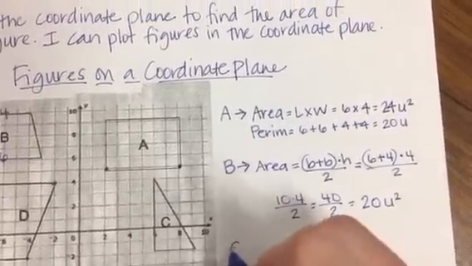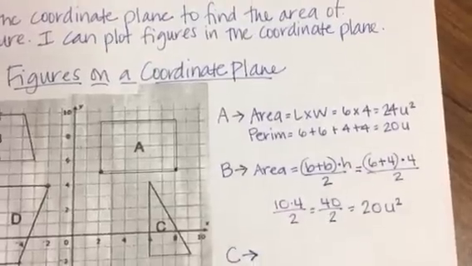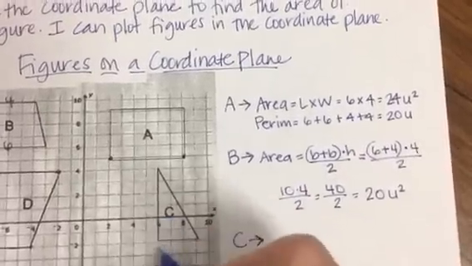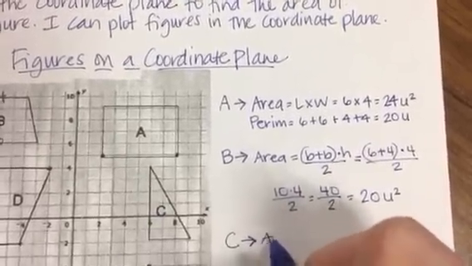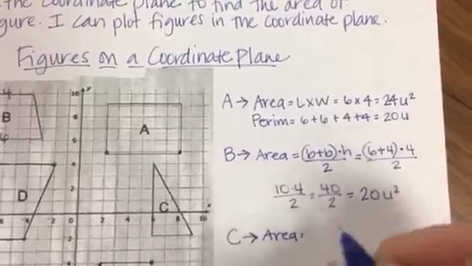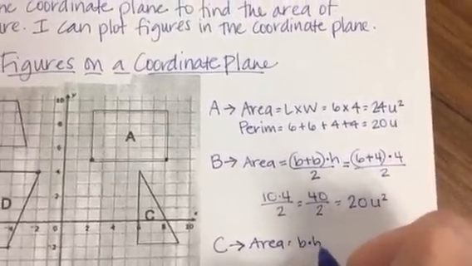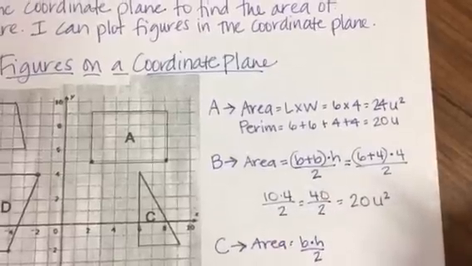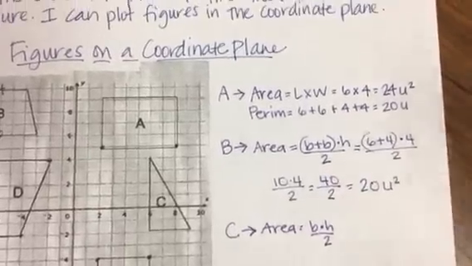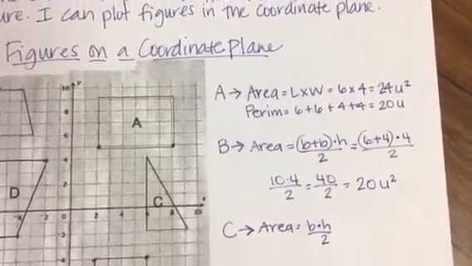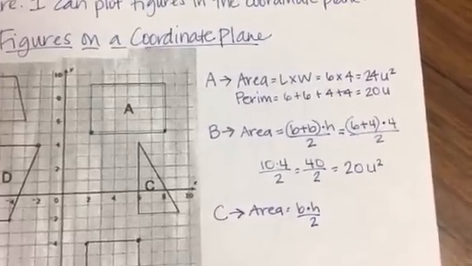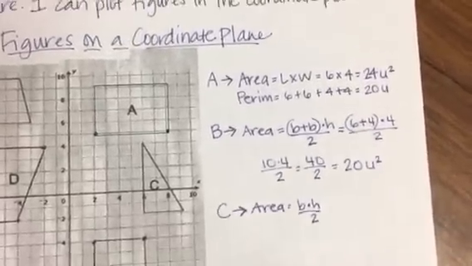Let's move on to figure C. Figure C is a triangle, and we're only going to find the area of this one. The area of a triangle is found by doing base times height and then dividing by 2. Of course, you could also do half of the base and multiply it by the height, or half of the height and multiply it by the base. We've talked about how those formulas are really interchangeable.